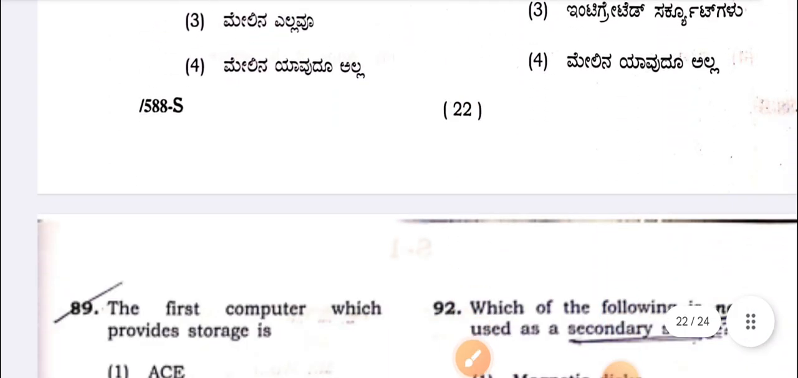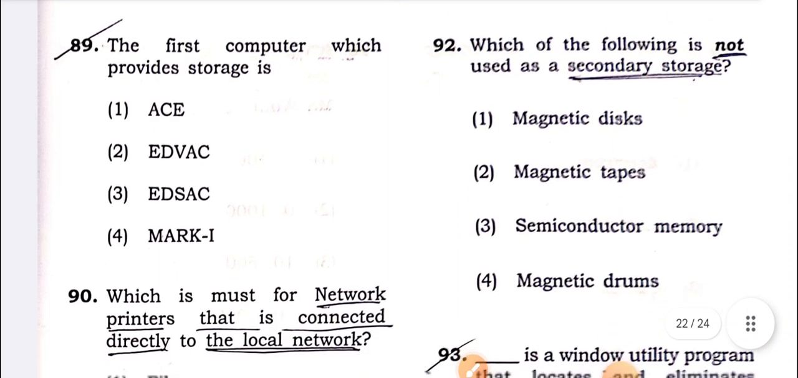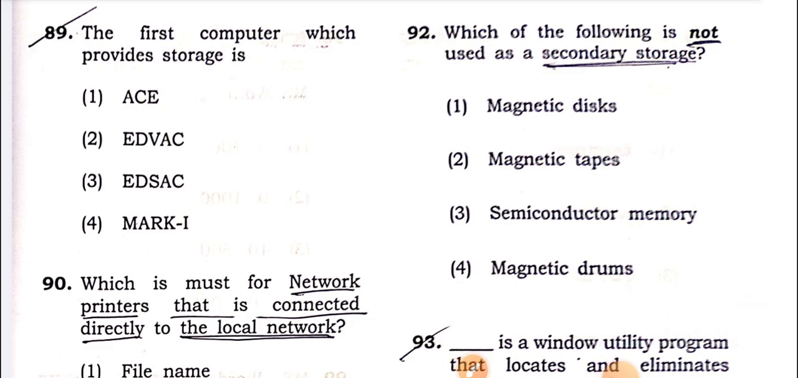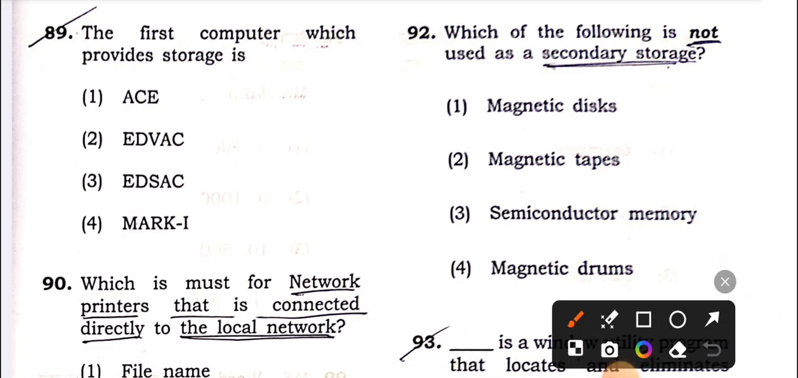So the next, 89th question: the first computer which provides the storage is ACE, EDVAC, EDSAC, or Mark 1. The first computer that provided the storage is option number 3, that is EDSAC.